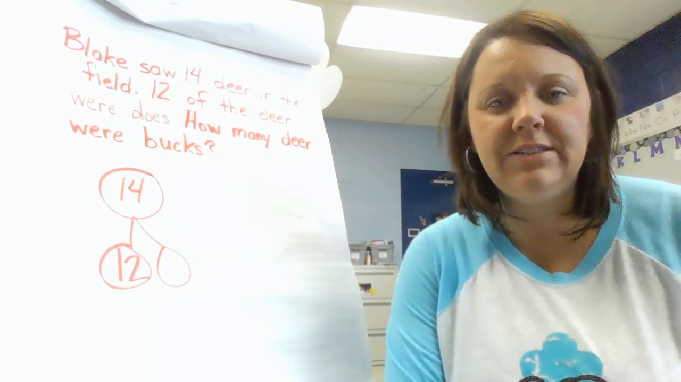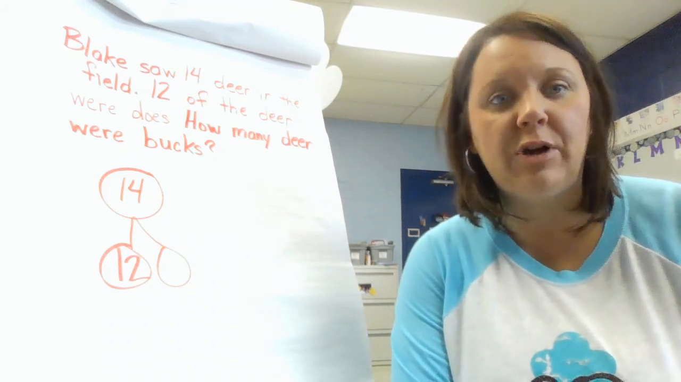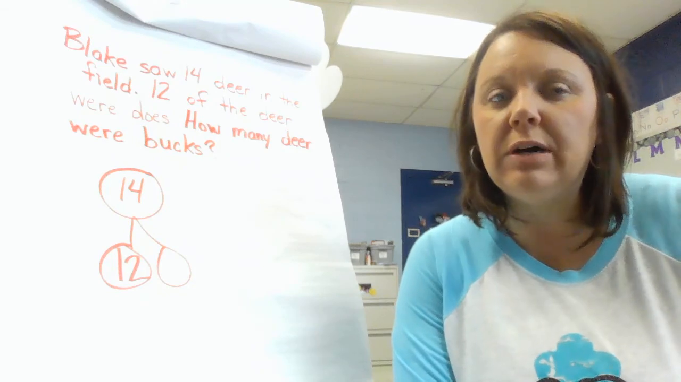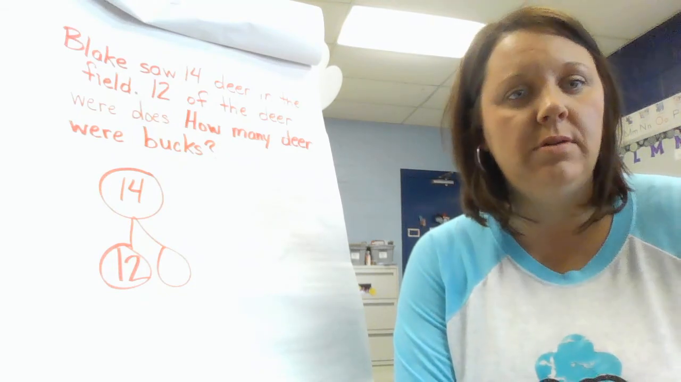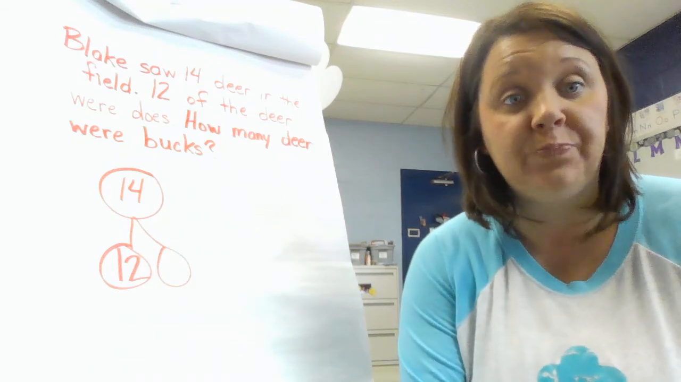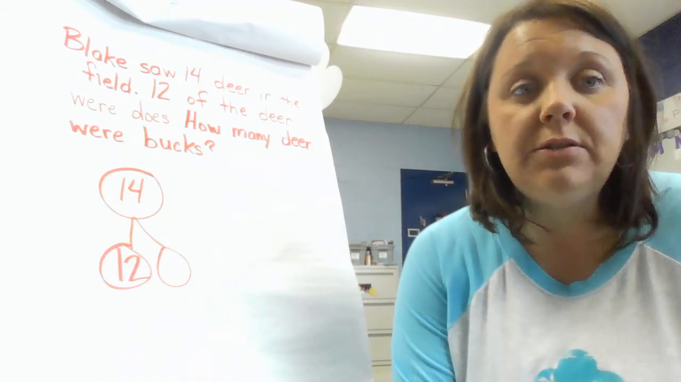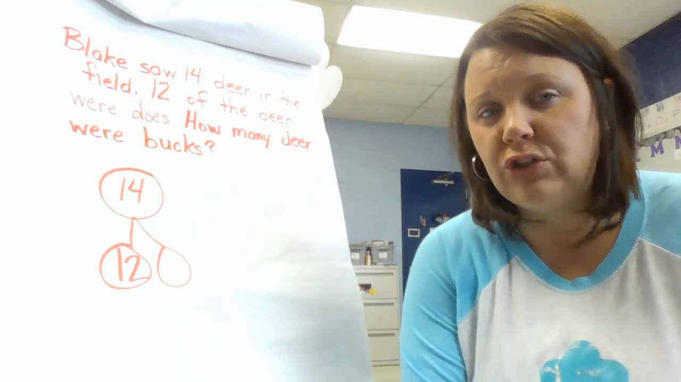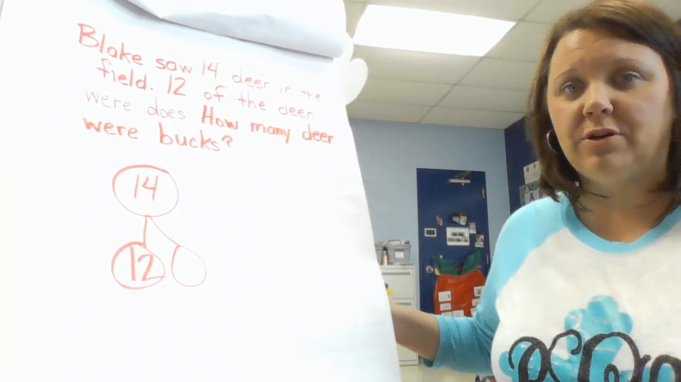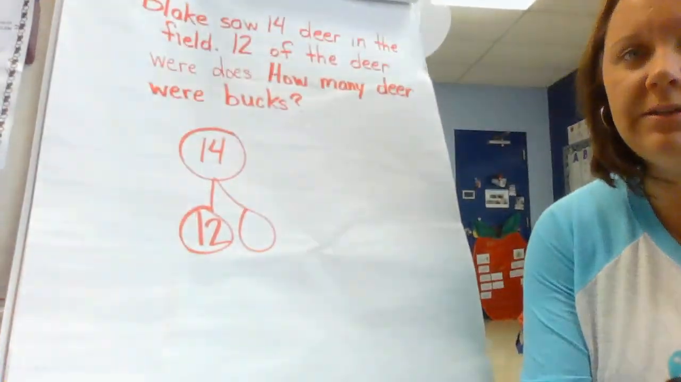Okay, we are going to get started. I have a word problem for us today, and we need to dive into the word problem. We need to find the parts and the whole, and we need to solve for the missing part. So let's see what we know. First, in a word problem, you need to look for the information that is given to you. So let's see what information we have in the word problem. Hope you can see that.